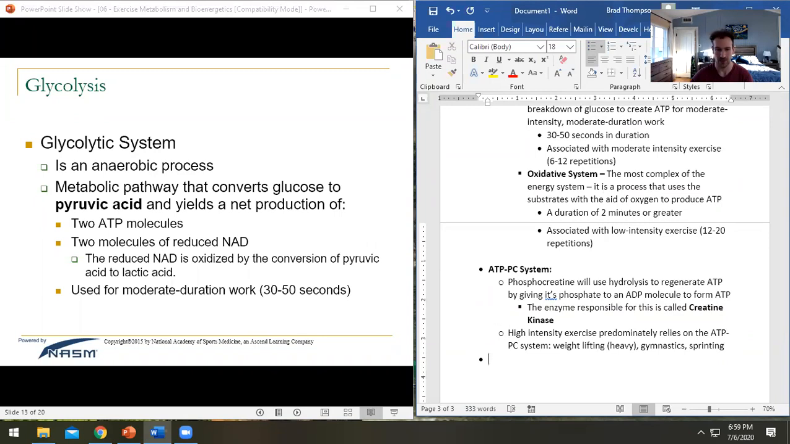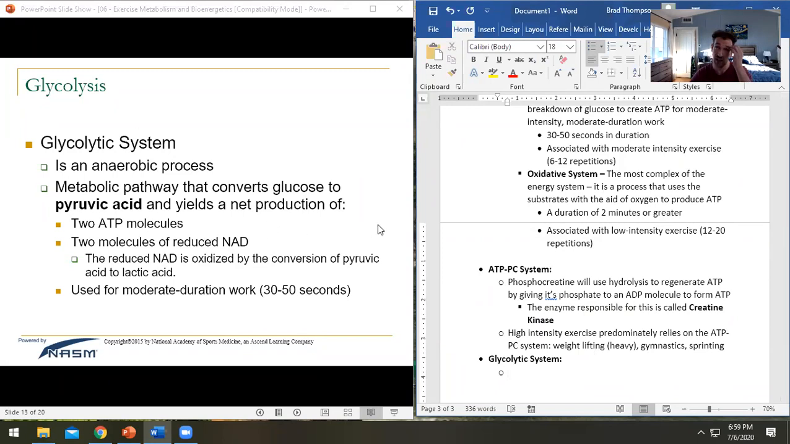It's probably the different, I'm no English teacher, but it's the different tense. But your glycolytic system, glycolysis, right? We'll put it here, glycolytic system. Is also an anaerobic process, right? This is a non-oxygen process.